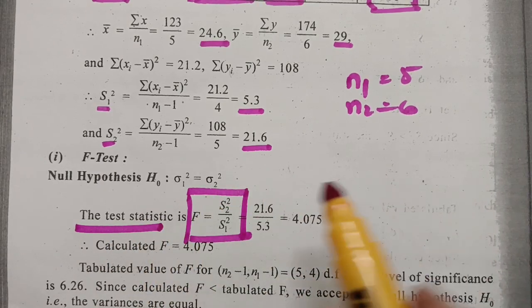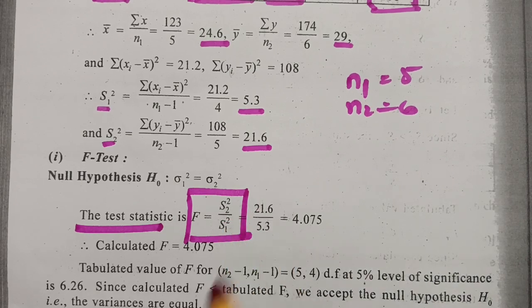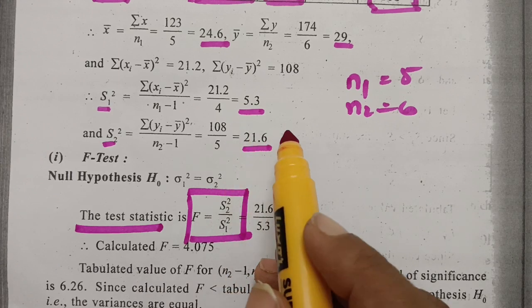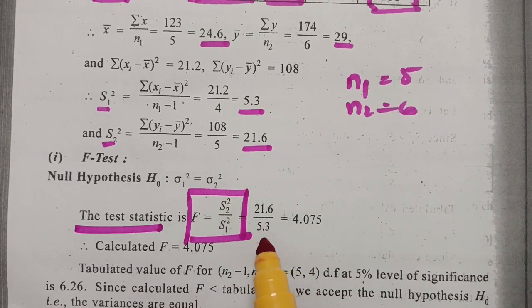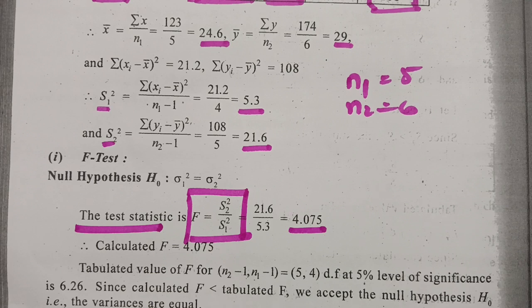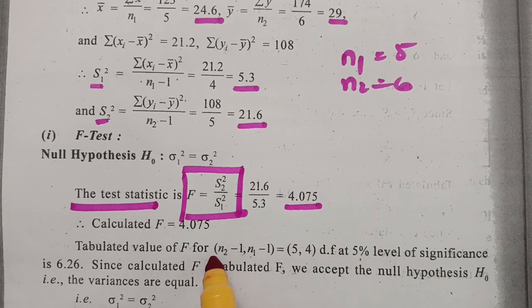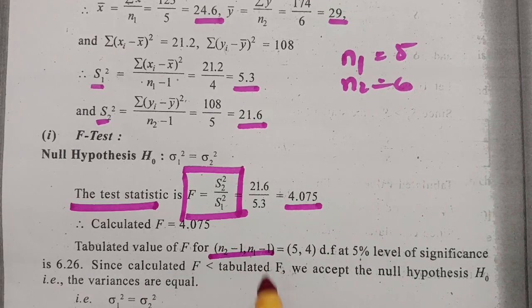If S1 is greater, we have to change the formula to S1 square by S2 square. In the present formula, S2 square is greater. Therefore 21.6 by 5.3, the value here is 4.075. Here the calculated value is 4.075. And now we have to check the tabular value, so for the tabular value, n2 minus 1 comma n1 minus 1.